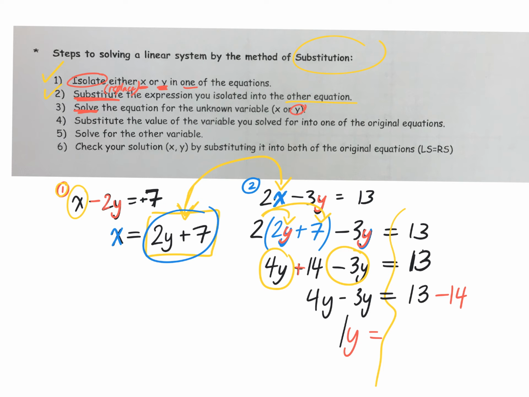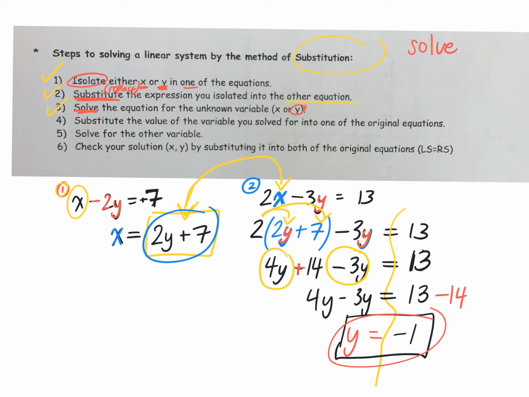1y or just y? What's 13 take away 14? Negative 1. So y is equal to negative 1. We've just solved the equation for the unknown variable. The whole point of this was to solve this linear system. What we found now is that y is equal to negative 1 for both of the equations.